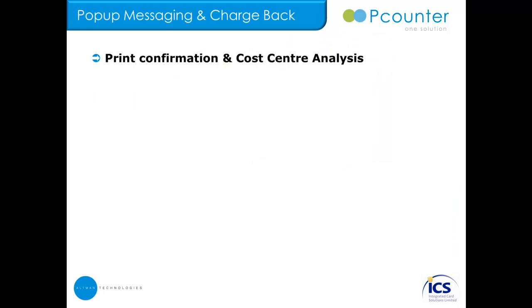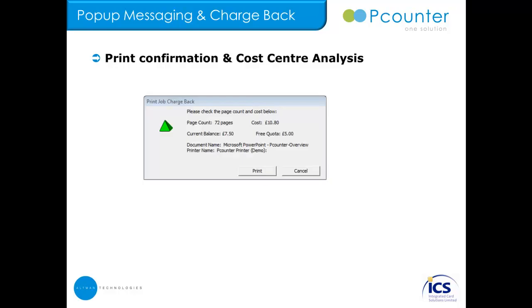Pcounter can also communicate with users at the time of printing. The solution can display a pop-up message when a user clicks the print icon to notify them what they're going to be printing. The pop-up text can be customized to show details such as page count, cost and quota, and this is a very powerful facility where charging or quotas are used to ensure users don't waste a quota or pay for printing they don't really need.